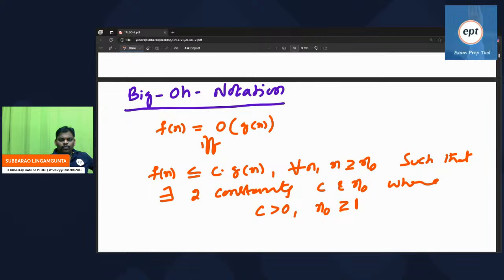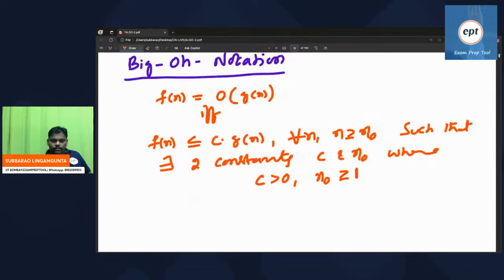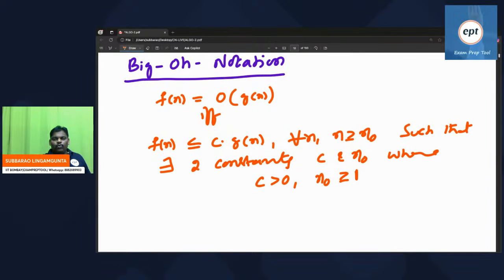So this is the definition. Within a few minutes I will explain. Please take this as it is. Big O notation we are discussing. f of n is big O of g of n if and only if f of n is less than or equal to some c into g of n for all n where n is greater than or equal to n0. Let me know if anyone has any doubt. It is the definition. Within a few minutes you will be okay.